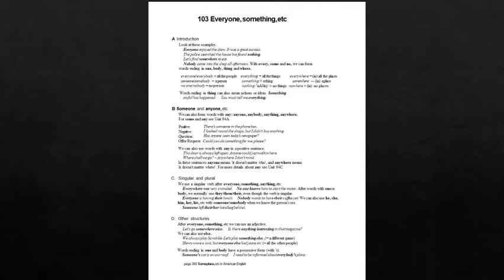C. Singular and plural. We use a singular verb with everyone, something, or anything. So, here they are discussing a very important point regarding subject verb agreement. So whenever everyone, something, or anything is used, then the verb is always singular. Why? Because everyone also means including all the people, but it is at the same time referring to every single person. So when you are referring to every single person, that automatically refers to something in the singular form.